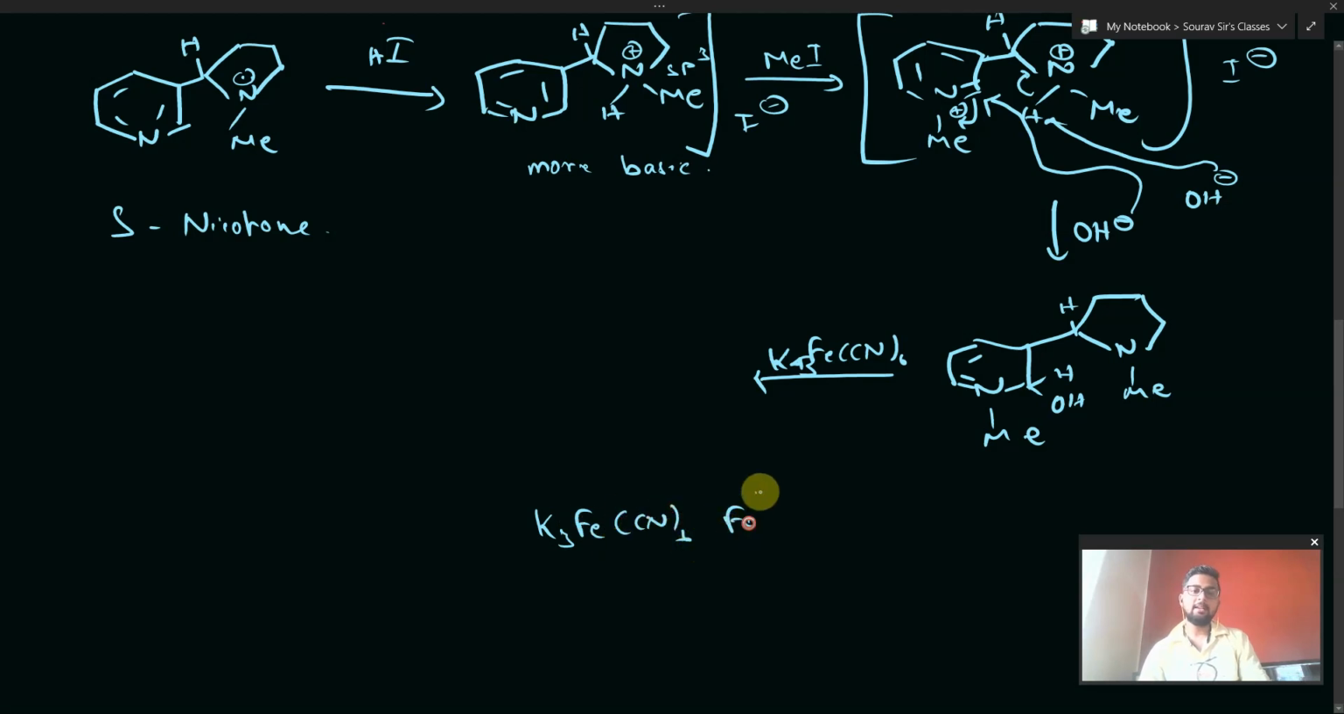has Fe in the +3 state. So this would be taking up an electron from one of the species, getting reduced to Fe2+, and thus oxidizing the corresponding compound from which it has taken up the electron. That is how the K3FeCN6 oxidation works. In organic chemistry, only this OH and H would be directly converted to double bond O. So we will be getting N, and we have double bonds over here.